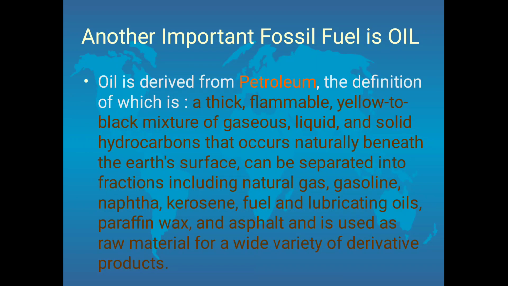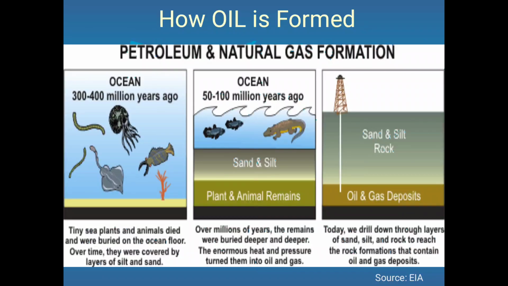Another important fossil fuel is oil. Oil is derived from petroleum, the definition of which is a thick, inflammable yellow to black mixture of gaseous, liquid, and solid hydrocarbons that occurs naturally beneath the Earth's surface, can be separated into fractions, including natural gas, gasoline, naphtha, kerosene, fuel, and lubricating oils, paraffin wax, and asphalt, and is used as raw material for a wide variety of derivative products.